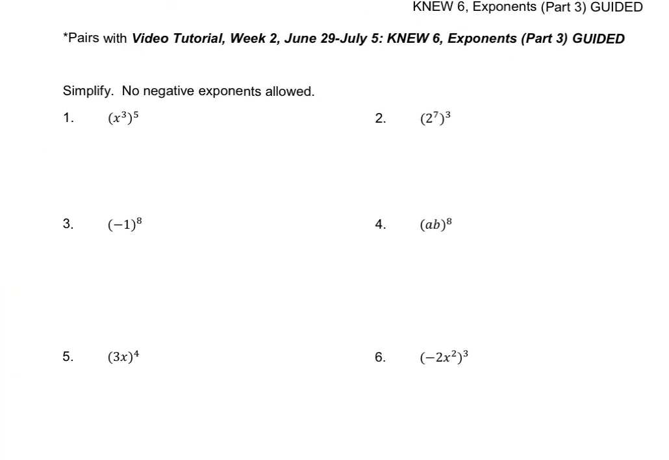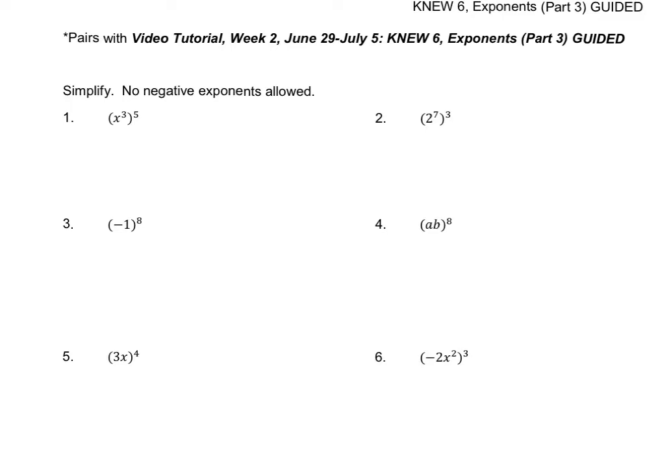So let's look at the rest, okay? And again, we're simplifying. We're not allowed to have negative exponents, which we haven't been able to have all along. And let's look at what happens and where to go from here.